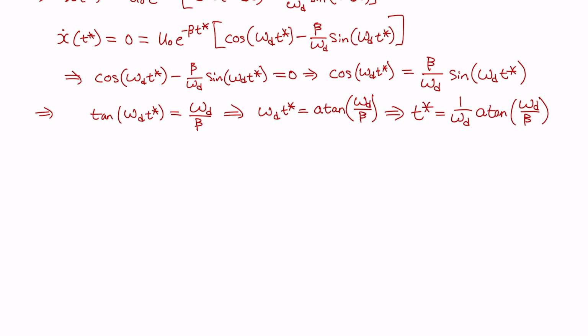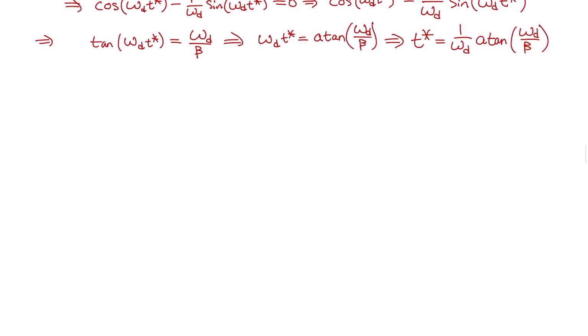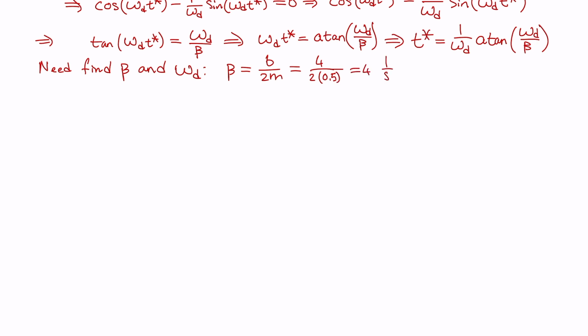So at this point, we now need to find what beta and omega d are. So beta is equal to b divided by 2m, which is going to be equal to 4 divided by 2 times 0.5. So in the denominator, they're going to cancel, and we're just going to get back 4. The units are 1 over seconds. So our beta value is equal to 4, 1 over a second.